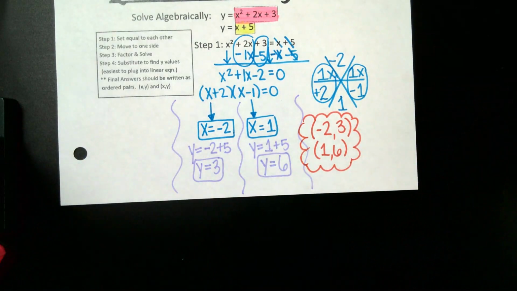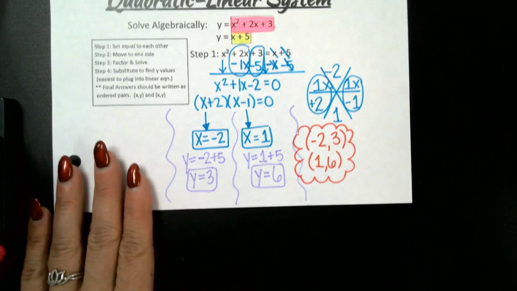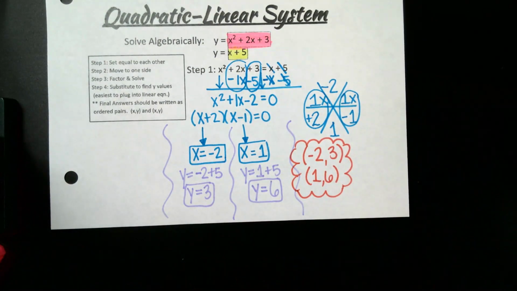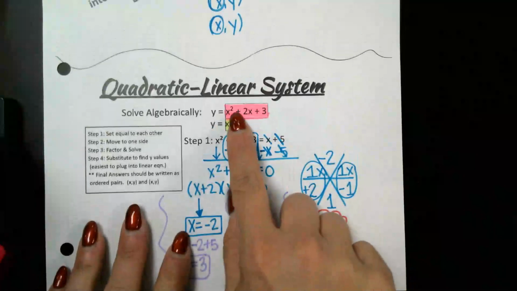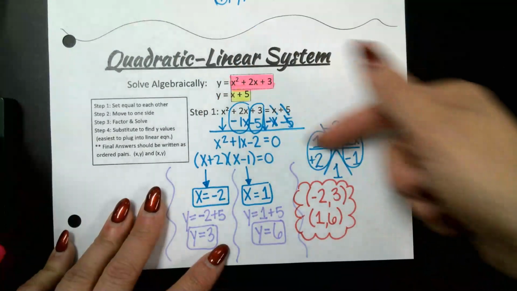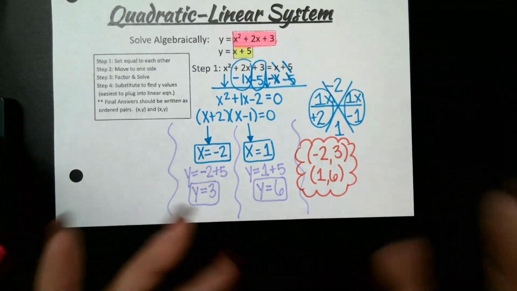There. What do you guys think? Is that okay? Not too bad? The steps are always going to be the same. Set the quadratic equal to the linear, move everything to one side, do your asterisk, get your two x values, and then do a plug and chug to get your two y values.